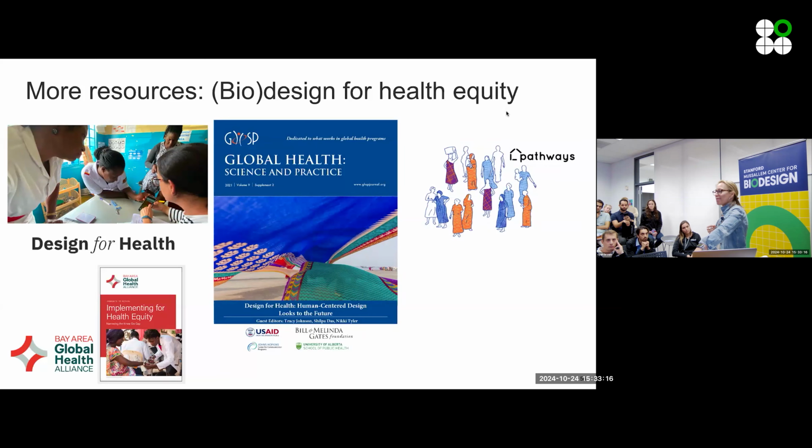Sarah talked about the Bay Area Global Health Alliance and some of the partnership work. This is ongoing, but how do you have good partnerships? This is an early report. But I really encourage all of you, especially those of you who are affiliated with Stanford, we are members. You can take part in any Bay Area Global Health Alliance event or anything.